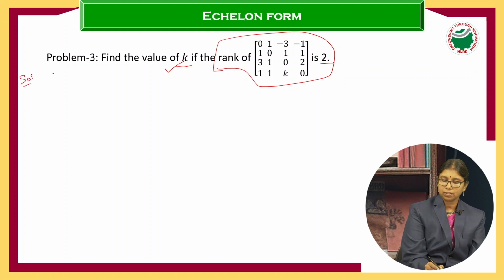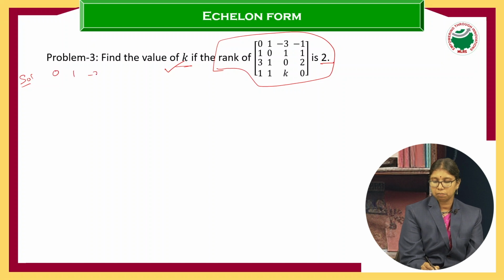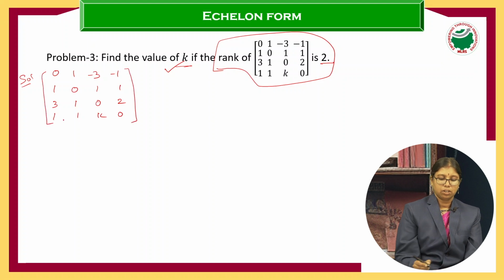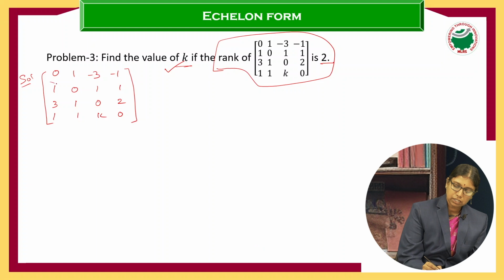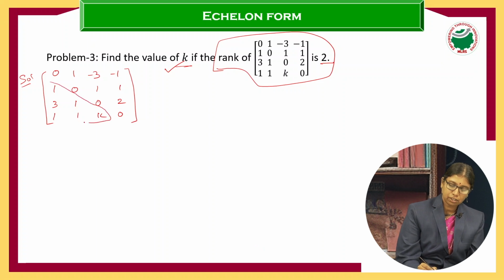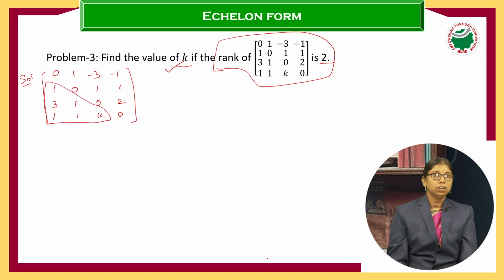So your matrix is 0, 1, minus 3, minus 1; 1, 0, 1, 1; 3, 1, 0, 2; 1, 1, k, 0. So this is our matrix. Now represent the values too. First represent the lower diagonal values. These are your lower diagonal values. You have to convert these values to 0.